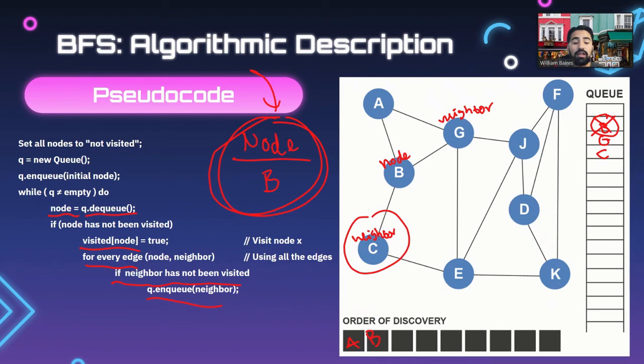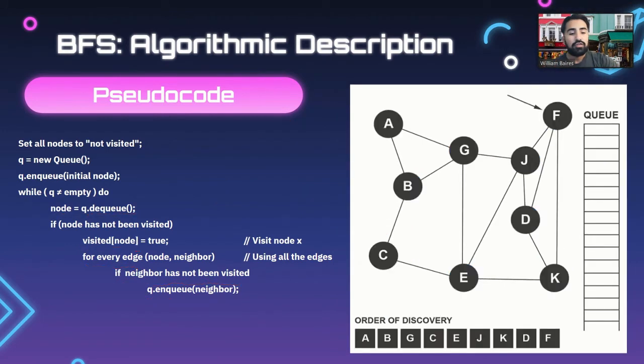I'll leave the rest of this BFS to you guys, but I'll go ahead and show you the solution in the next slide. So go ahead and give it a try on your own and see if you do get the solution. So here's the solution to that graph from the previous example. If you did your BFS correctly, this is the order of discovery you should have gotten.